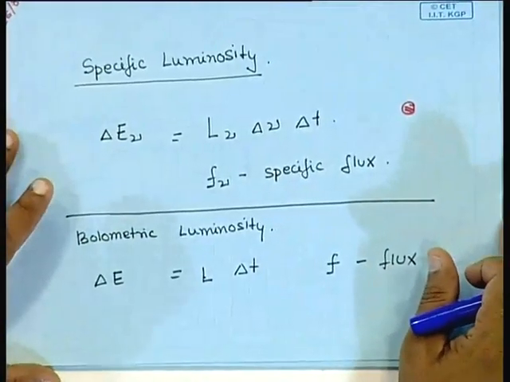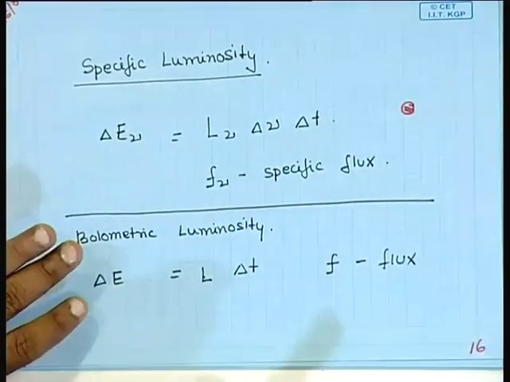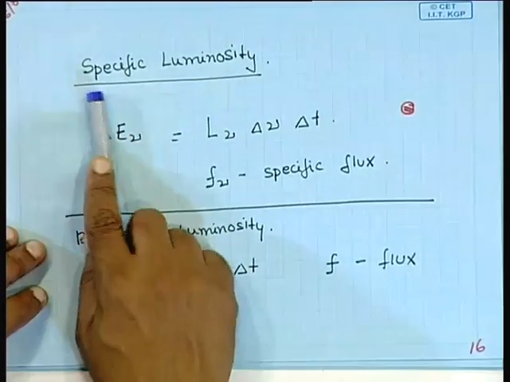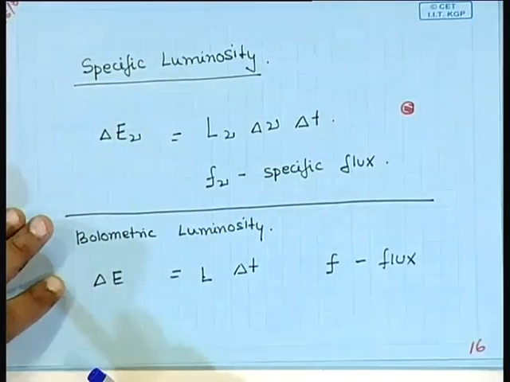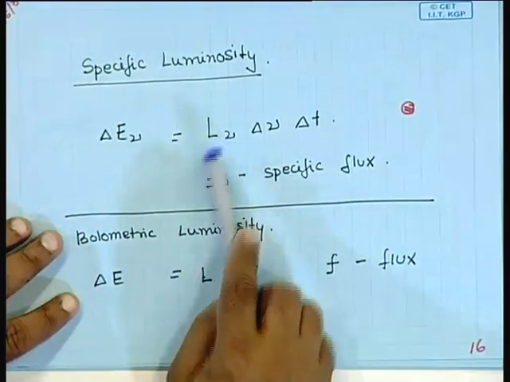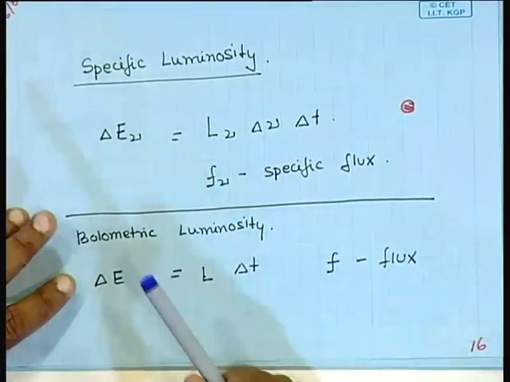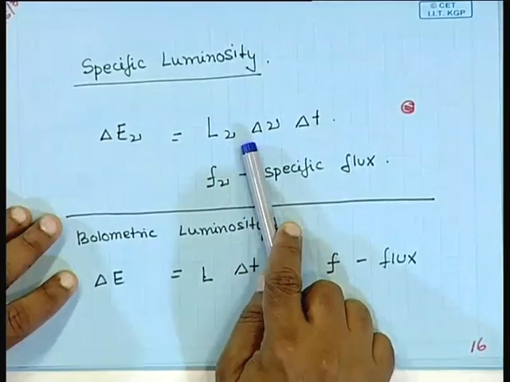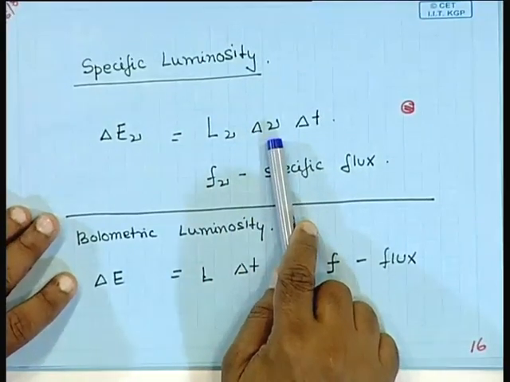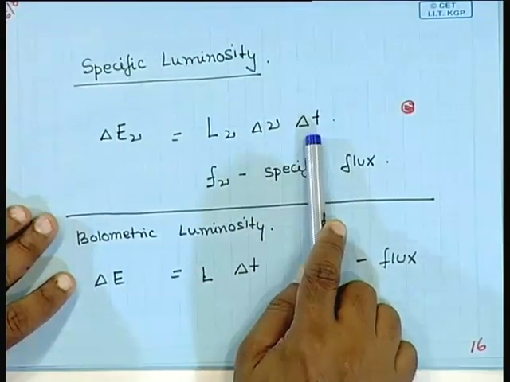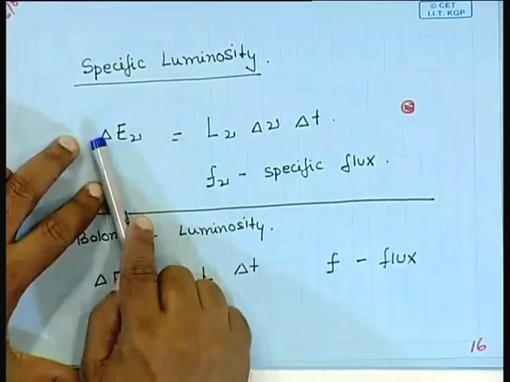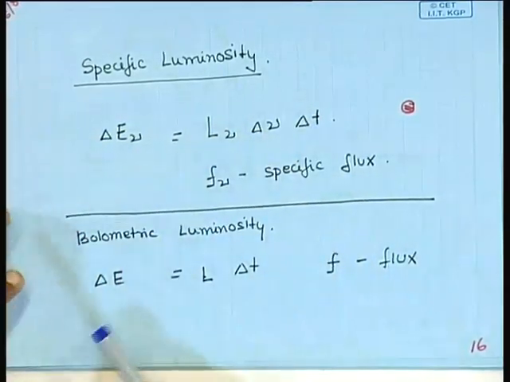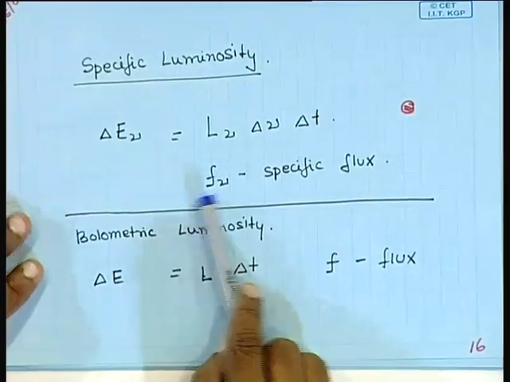I had also told you that you can have two kinds of definition. One is in terms of the specific luminosity. The specific luminosity L nu tells us the amount of energy that is emitted in the frequency interval delta nu in a time interval delta t. So, this is the energy emitted in this frequency interval in this time interval. Similarly, we have the specific flux.